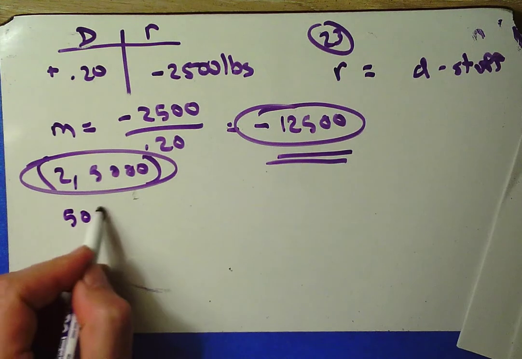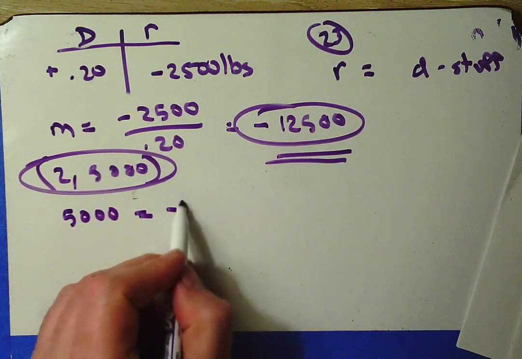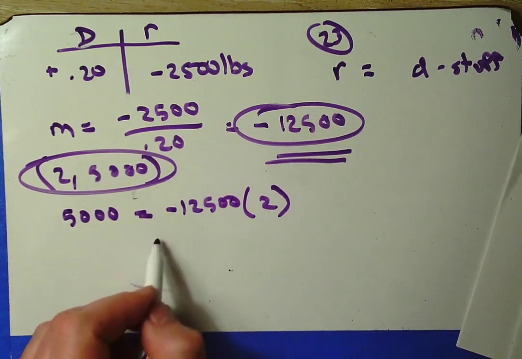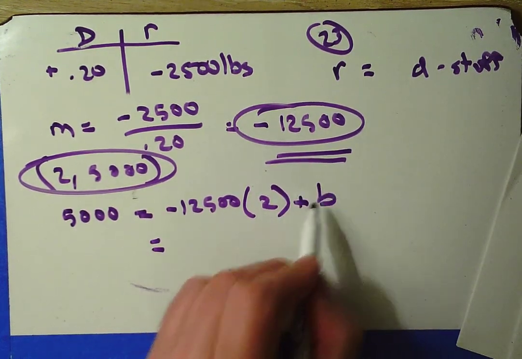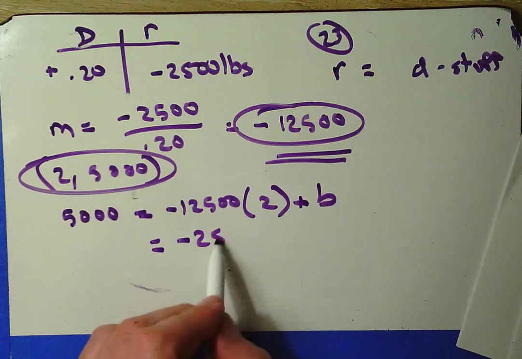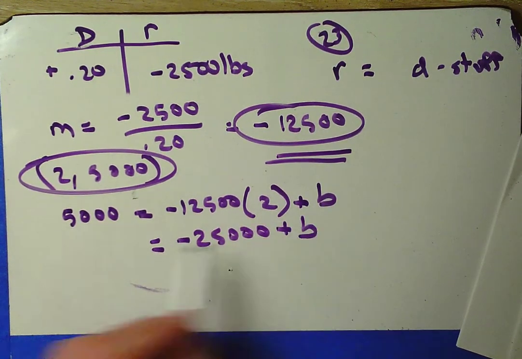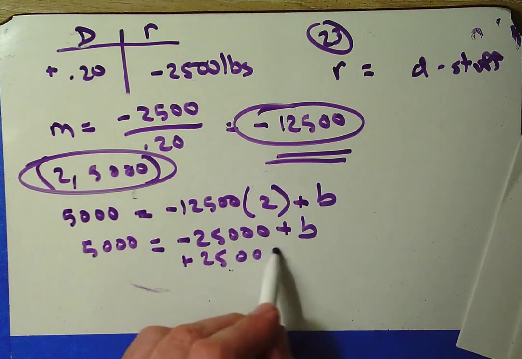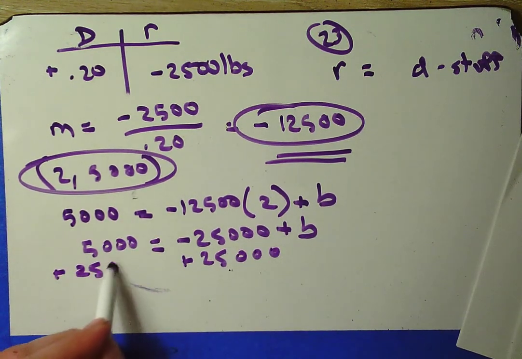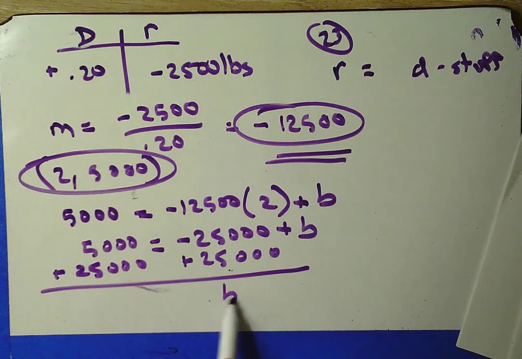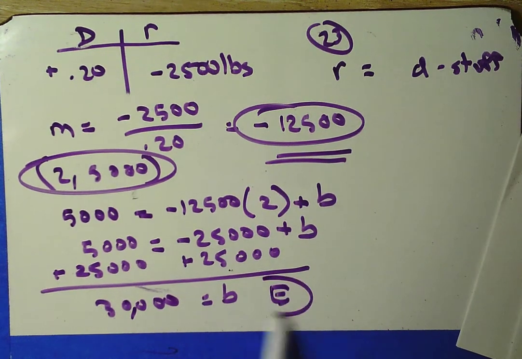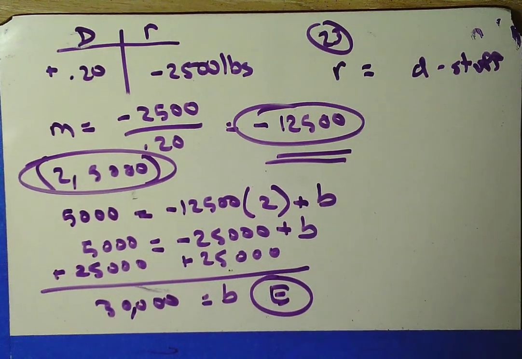So 5,000 equals negative 12,500 times 2 plus b. So that's negative 25,000 plus b equals 5,000. And when we add 25,000 to both sides to get b by itself, I see that b is 30,000. And since b is 30,000, that means our solution is E. E for number 23.